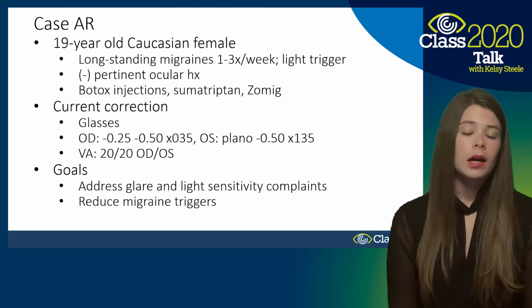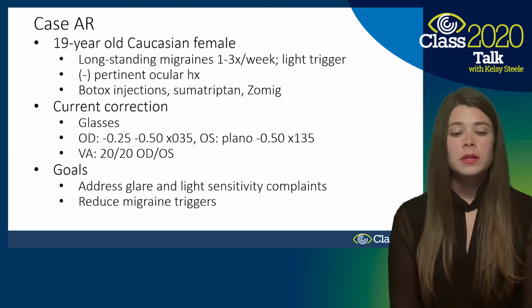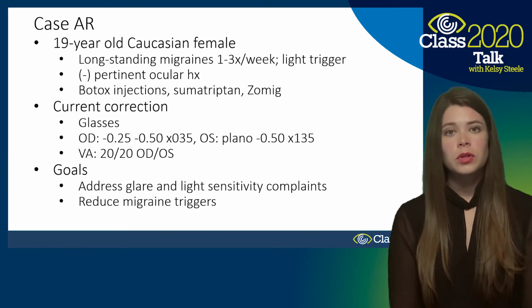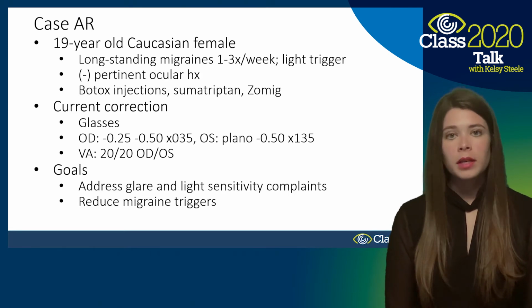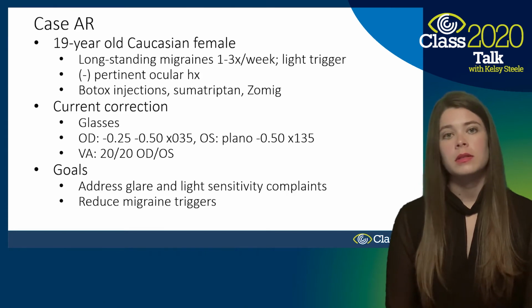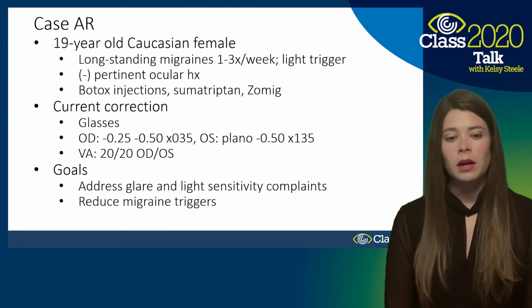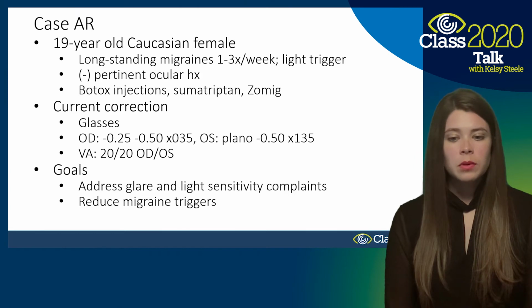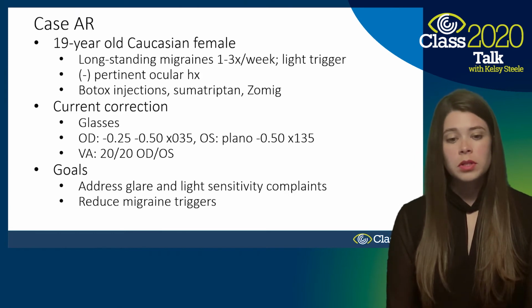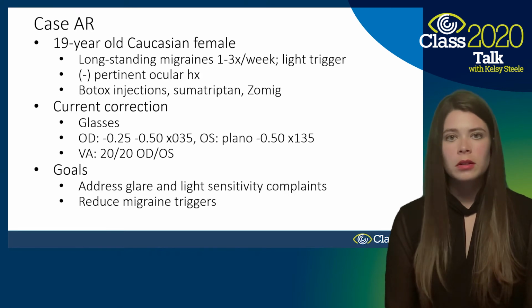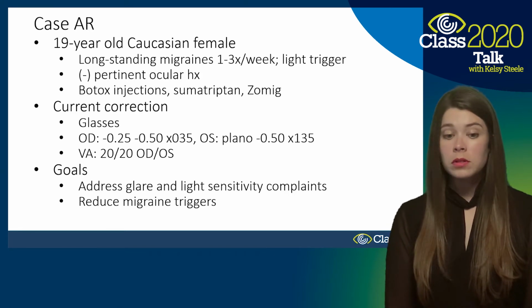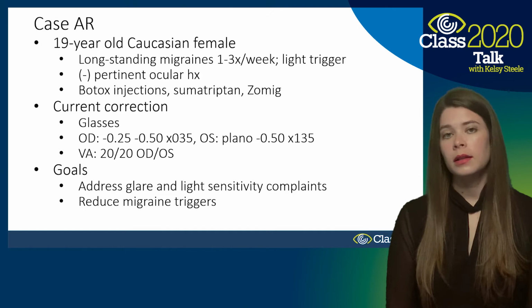No real pertinent ocular history. And you can see from her medications that she's trying pretty much everything she can to manage her migraines. Some oral medications as well as Botox injections, and she's still experiencing these 2 to 3 times a week, every week. Currently, she wears a low prescription in glasses. She sees 20/20, like I said, no major ocular history. Her goals were to address the glare and the light sensitivity.